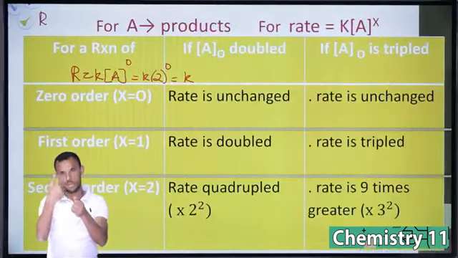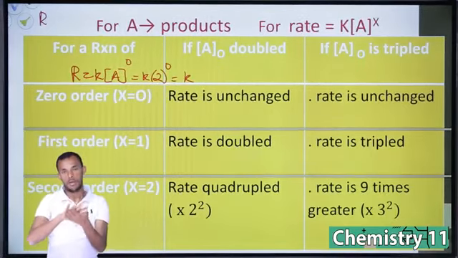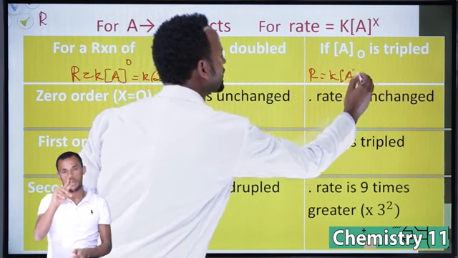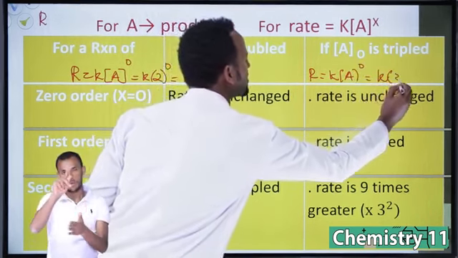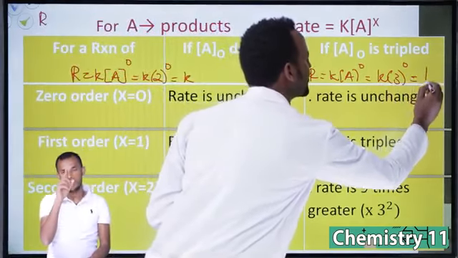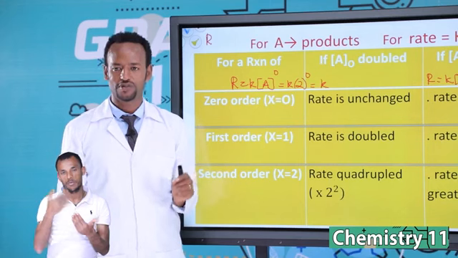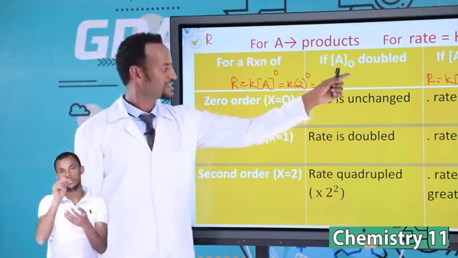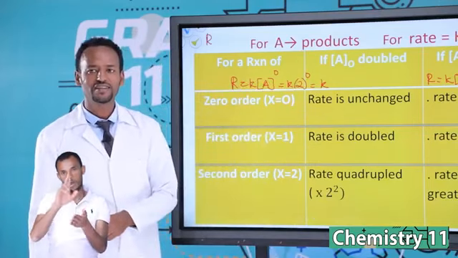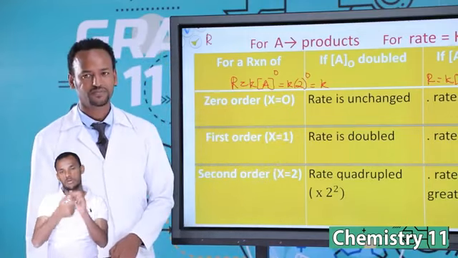Because it is zero order. What about when the initial concentration is tripled? If the initial concentration is tripled, rate is equal to K times 3 to the power of 0. 3 to the power of 0 is again 1. Therefore, rate is again K. Simply, for a zero order reaction, if the initial concentration is doubled, rate is unchanged. If the initial concentration is tripled, rate is unchanged. For a zero order reaction, rate does not change.